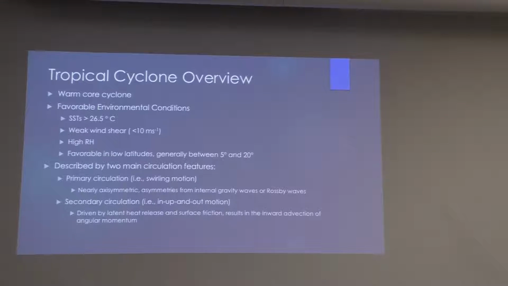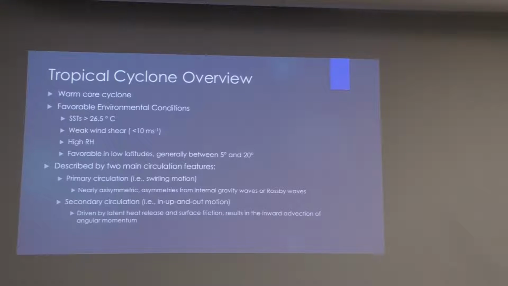So a brief overview for those who are not in the tropical cyclone world. Tropical cyclones are warm core cyclones. Favorable conditions for them to form and maintain themselves are warm SSTs, high relative humidity, weak vertical wind shear, and being in the low latitudes but slightly away from the equator.